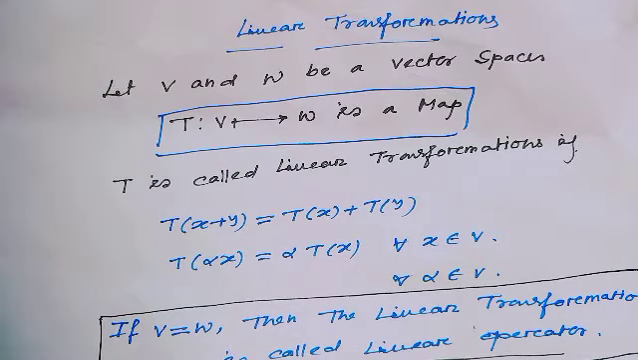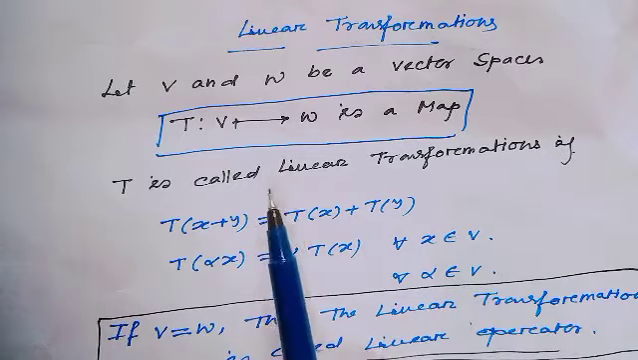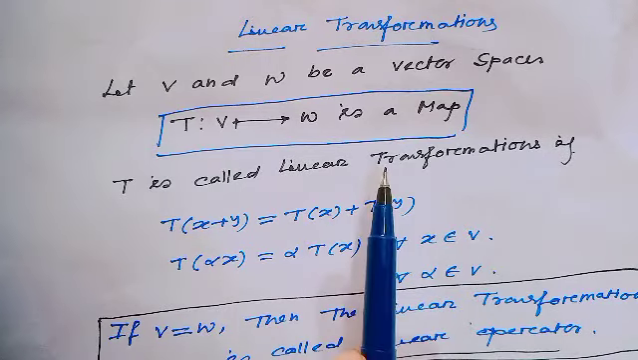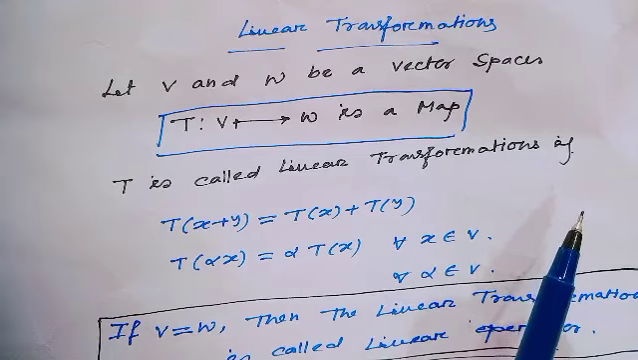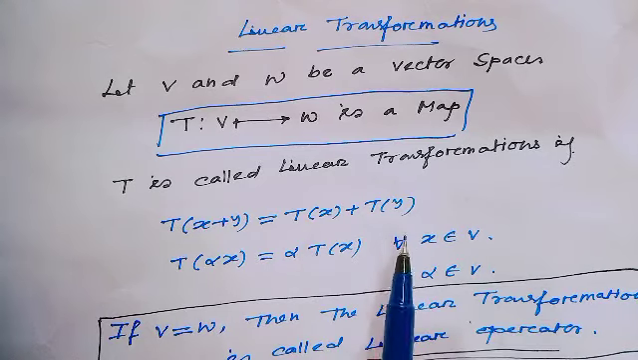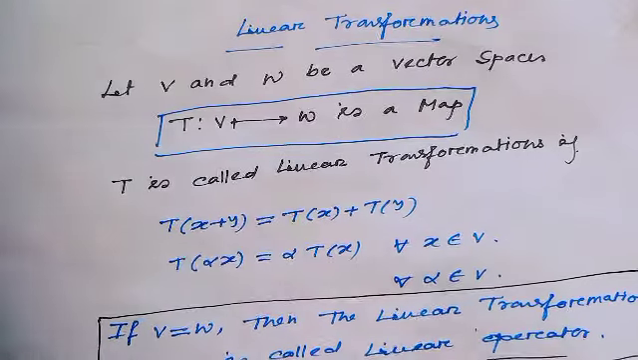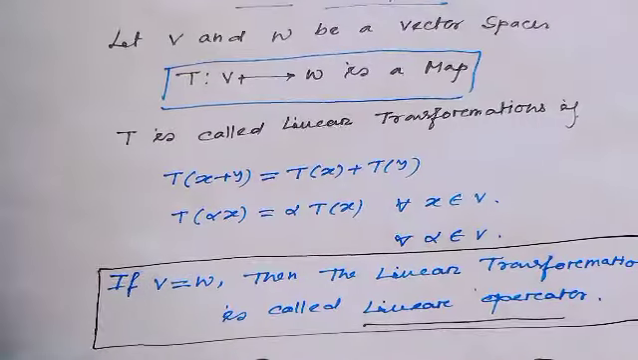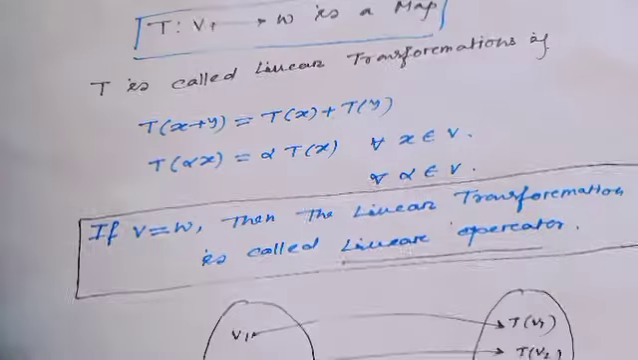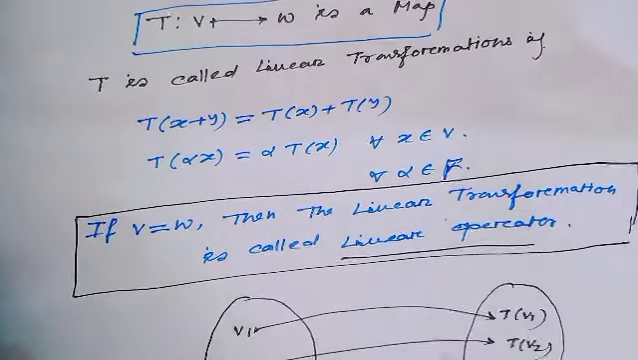In the previous video, I had discussed linear transformation. We saw: let V and W be vector spaces. Then the mapping T from V to W is called a linear transformation if T of x plus y equals T of x plus T of y, and T of alpha x equals alpha times T of x, for all x belonging to V and for all alpha belonging to the field F.